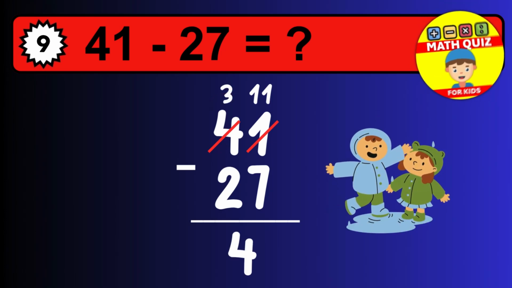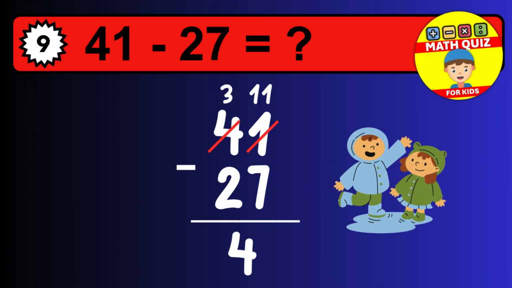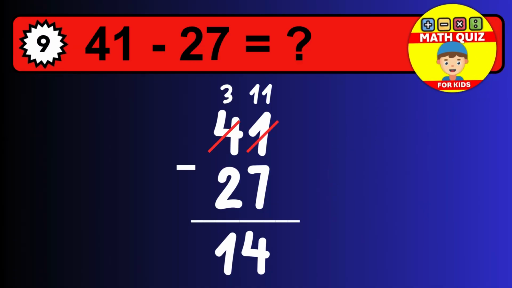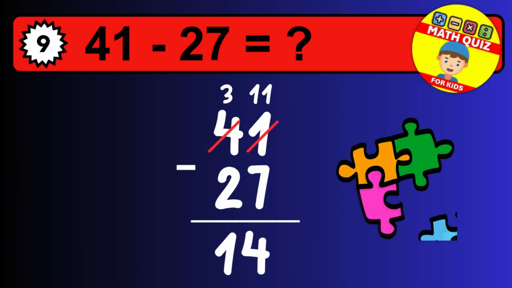Now we subtract. 11 minus 7 is 4. Then we go to the tens. 3 minus 2 is 1. The final answer is 14.